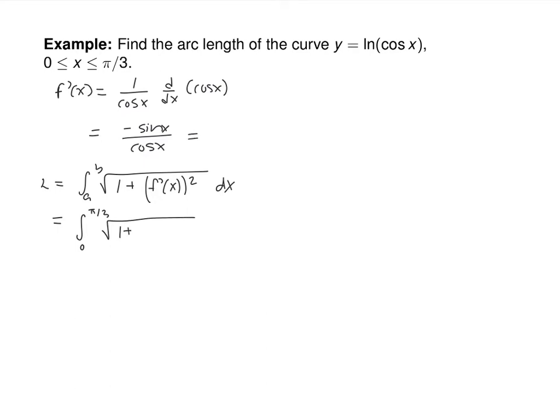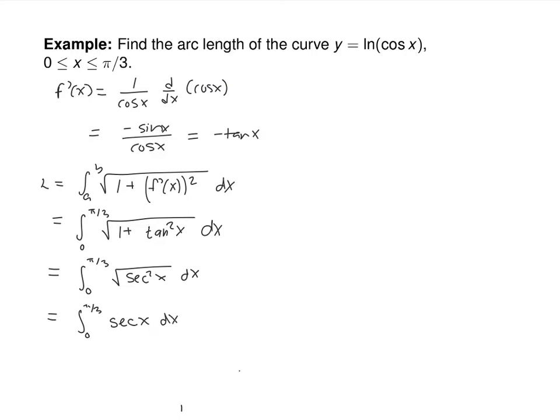So 0 to pi/3, root of 1 plus... Now sine over cosine is tangent, so you have negative tangent of x. When we square it, the negative goes away. We just get 1 plus tan squared x. And then you have to remember that 1 plus tan squared is equal to secant squared. Then you say, okay, I take the square root of secant squared and I get secant. I didn't make you memorize the formula for the antiderivative of secant, but by now you know it. It's ln absolute value of secant x plus tan x.